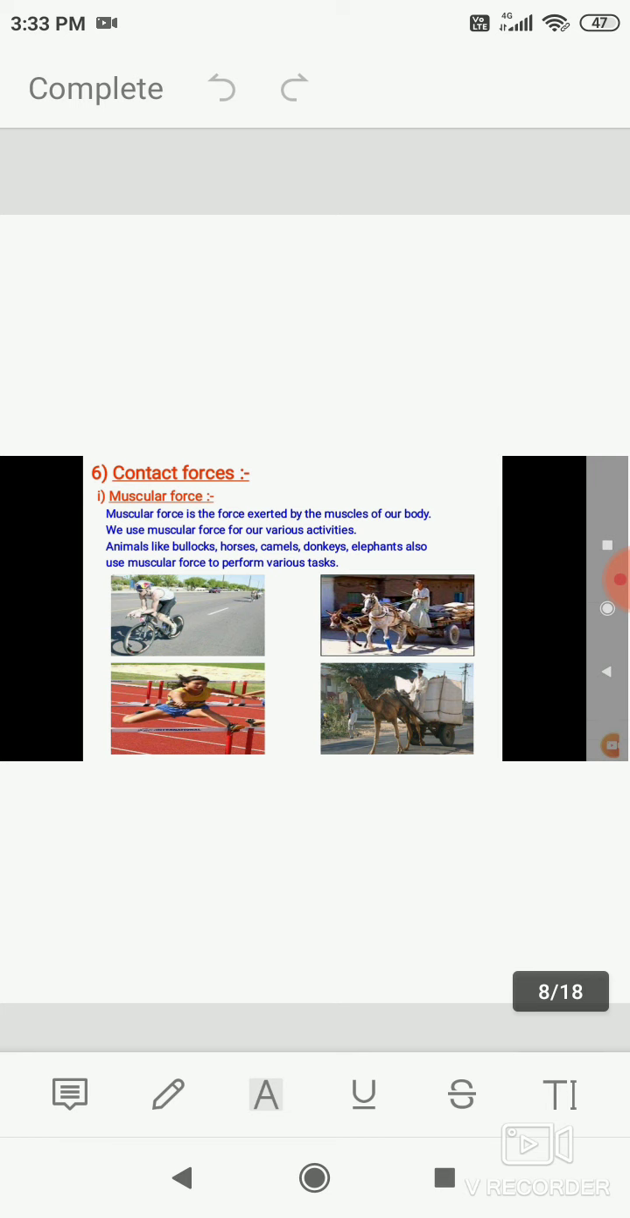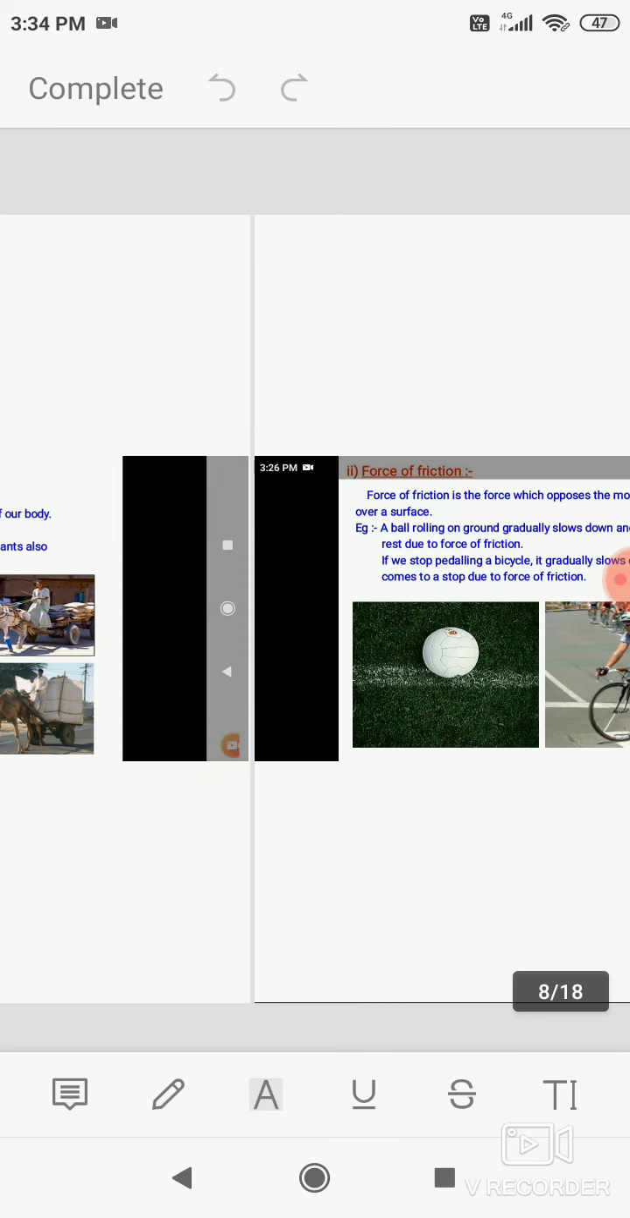So, contact forces, the first part is muscular force. Muscular force is the force exerted by the muscles of our body. We use muscular force for our various activities. Animals like bullocks, horses, camels, donkeys, and elephants also use muscular force to perform various tasks.